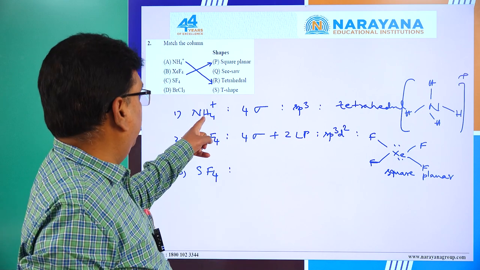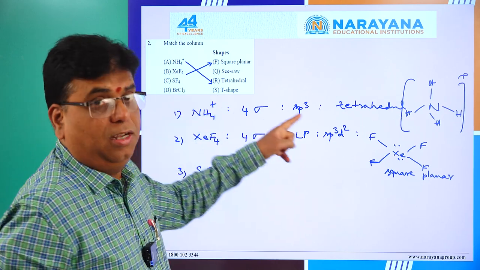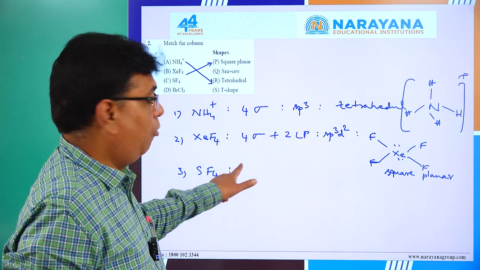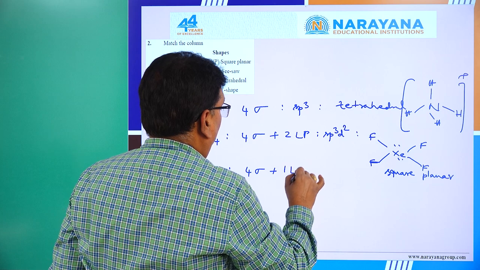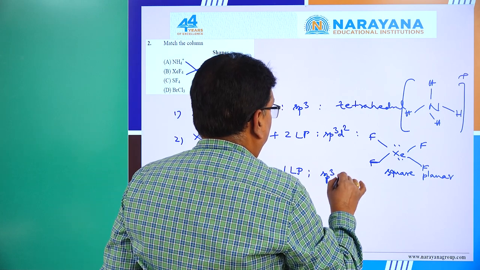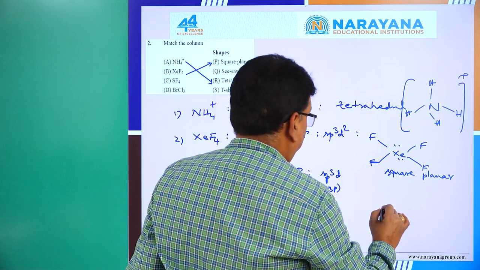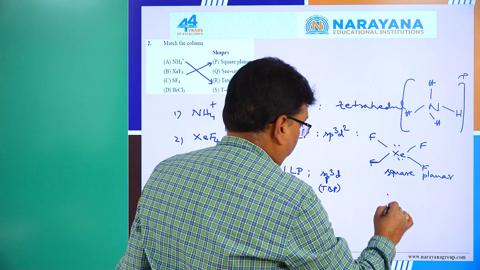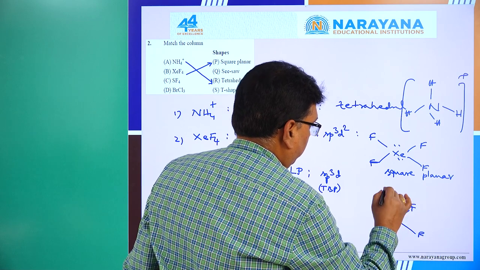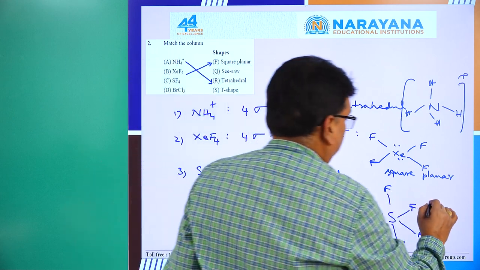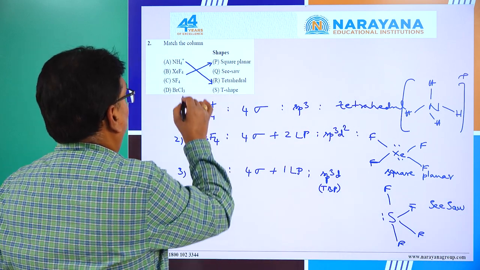Third one, SF4. In SF4 again you have one good advantage, that all given are 4 sigma bonds. The difference is only the lone pair. Here there is no lone pair, here you have 2 lone pairs. Now sulfur is 16th group, 6 electrons in the valence shell, 4 are paired, 2 are left, 2 means 1 lone pair. So it is 4 sigma plus 1 lone pair, that is sp3d. Geometry is trigonal bipyramidal, TBP, but the shape, when it comes, will be sulfur, 4 fluorines, 1 lone pair. This is what we call seesaw, right? So SF4 is seesaw.